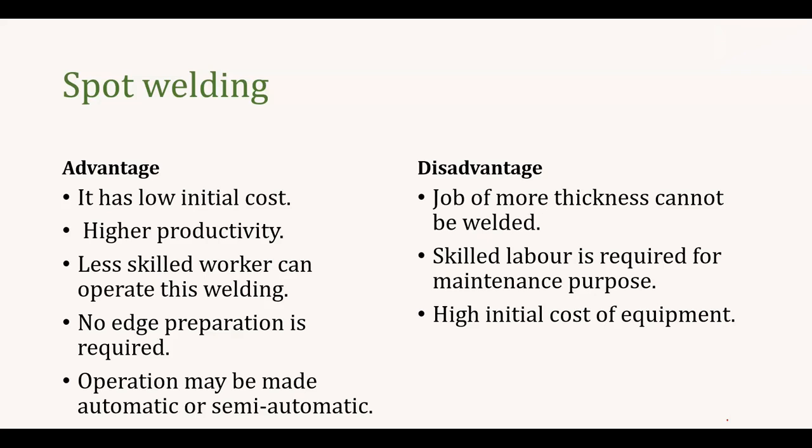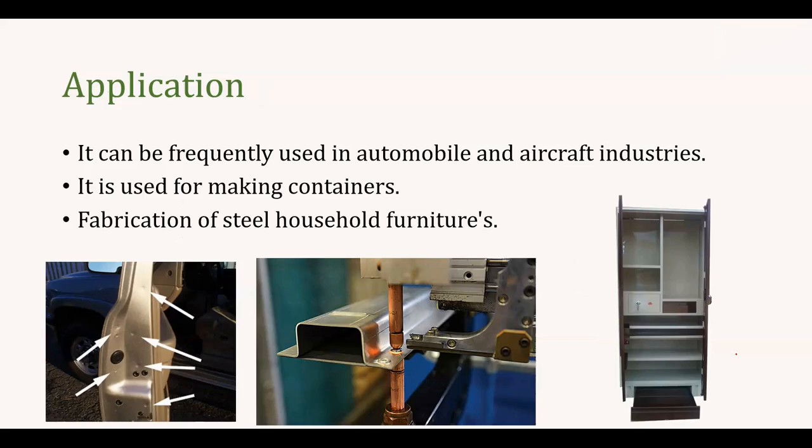Whereas in the disadvantages, a job of more thickness cannot be welded. As I said before, this is a proper welding methodology only for sheet metal. Skilled labor is required for maintenance purposes, not for operating, right? So only for maintenance we need skilled labor, and there is a high initial cost of equipment. The operating cost is low, but the high initial cost of equipment is one of the disadvantages.